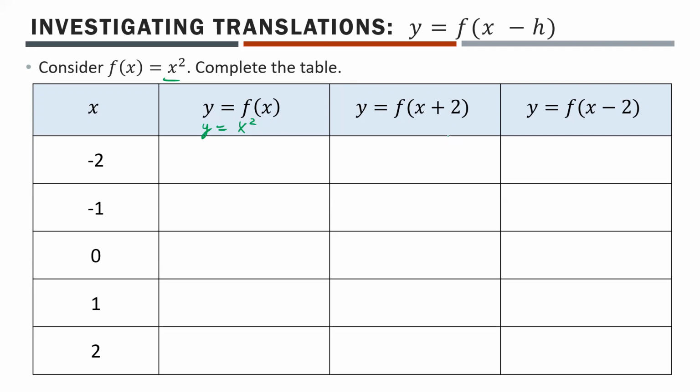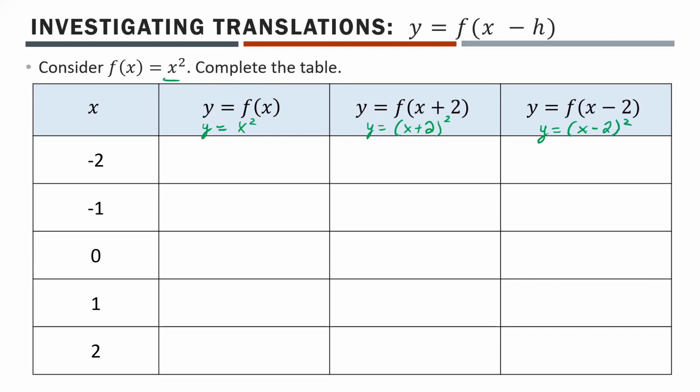This next one's a little weirder though. Notice it's x plus 2 inside the function. That means the x inside the original f of x is being replaced by an x plus 2. So this is going to become y equals, instead of writing x, I'm going to write x plus 2, and then it needs to be squared. This last one here, f of x minus 2, same idea. We're replacing our x with an x minus 2. So this becomes y equals x minus 2 squared.